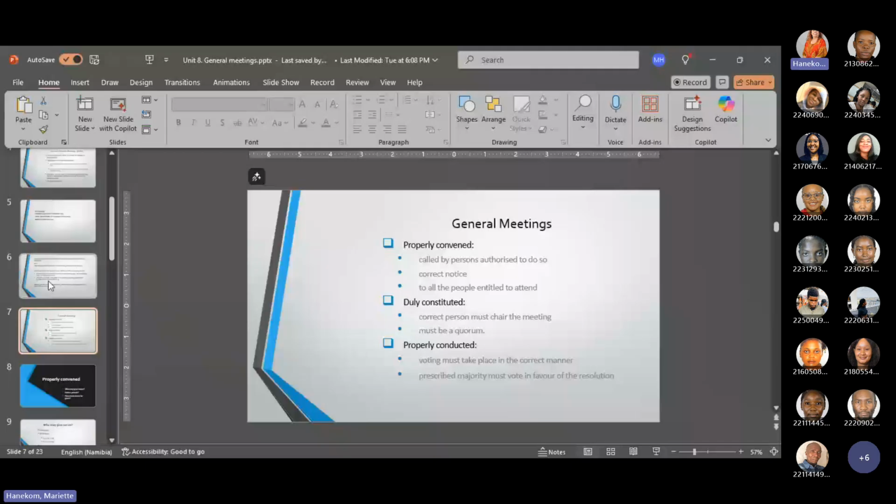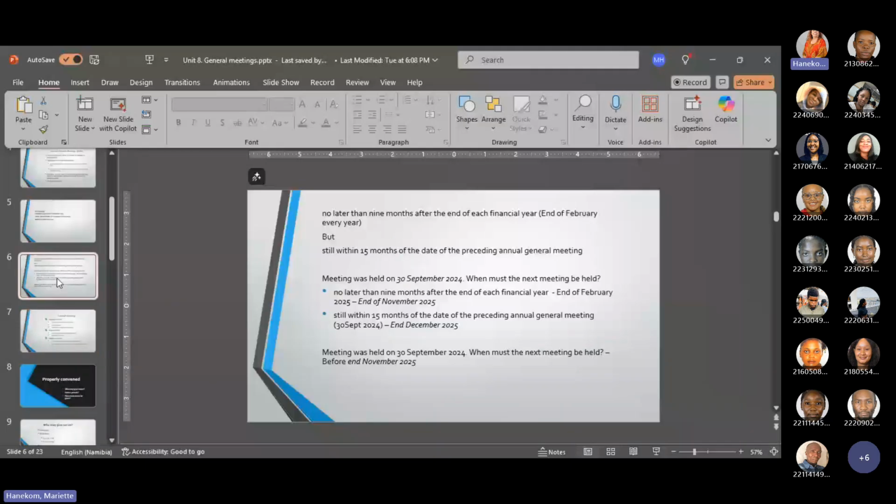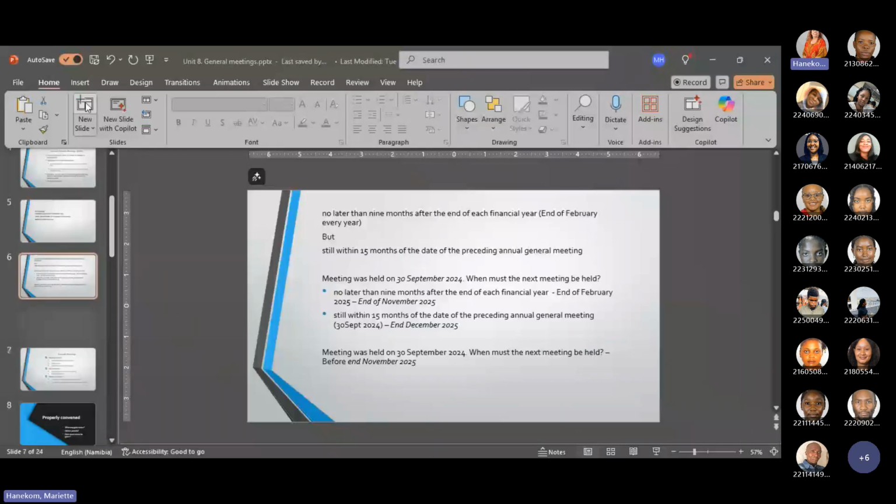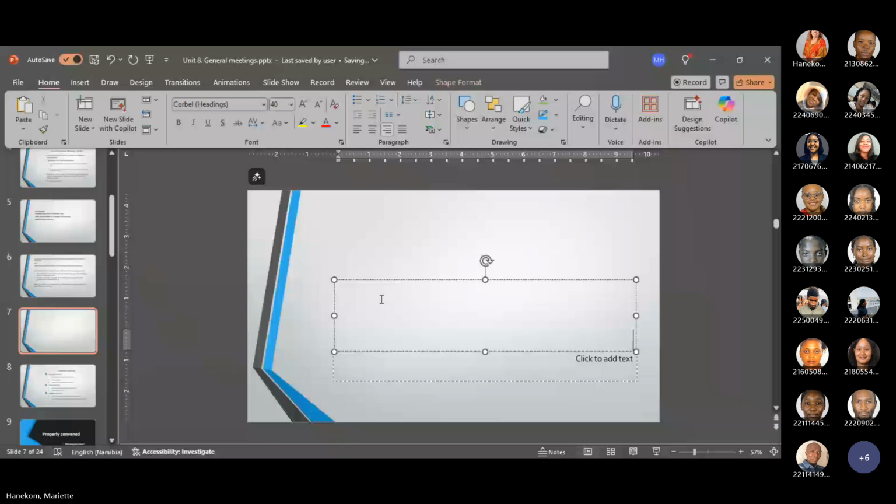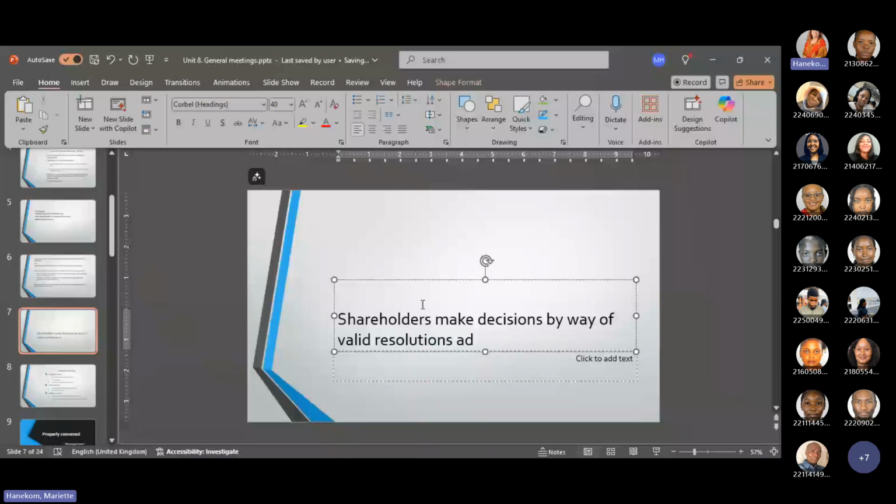I'm going to put in another slide here, because I see this is missing. Shareholders make decisions by way of valid resolutions adopted at valid meetings. That's the bottom line.